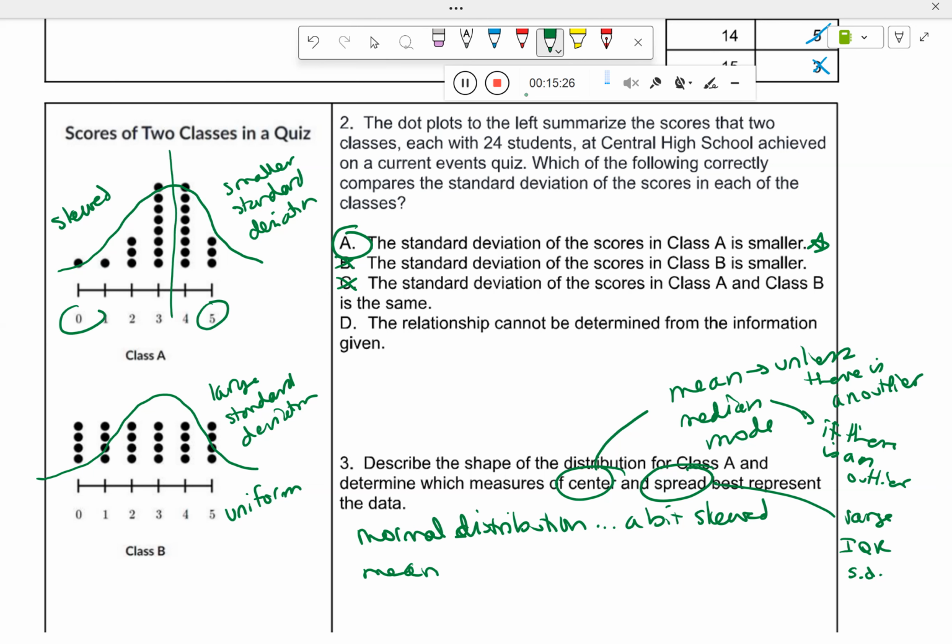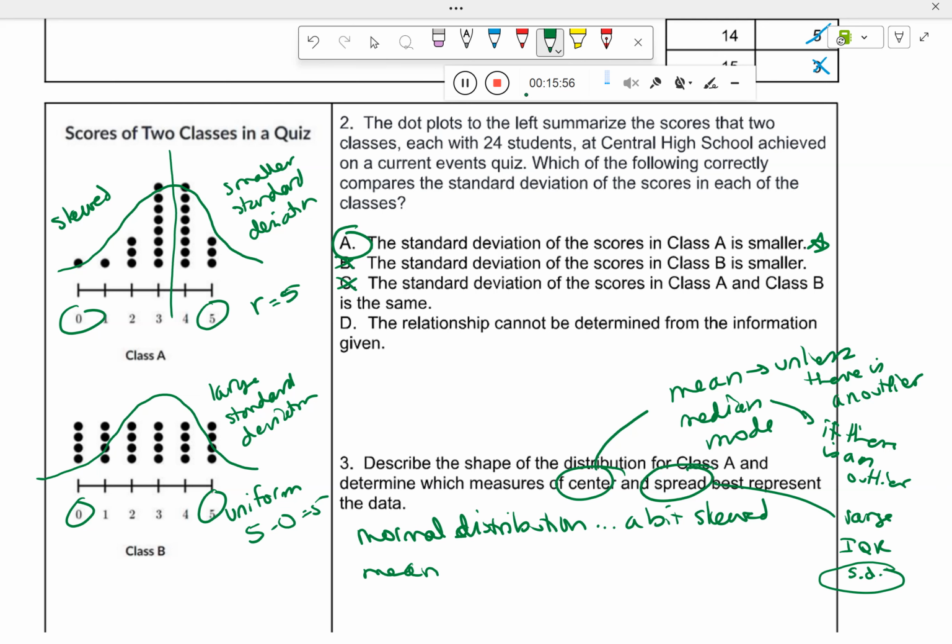5 minus 0 is 5, and 5 minus 0 is 5. So I can't really compare these data sets and distinguish them in any meaningful way by looking at their range. So the range is not a great measure in this context. Rather, the standard deviation would be a good option because it is going to highlight how much more clustered together the data is in class A versus class B.